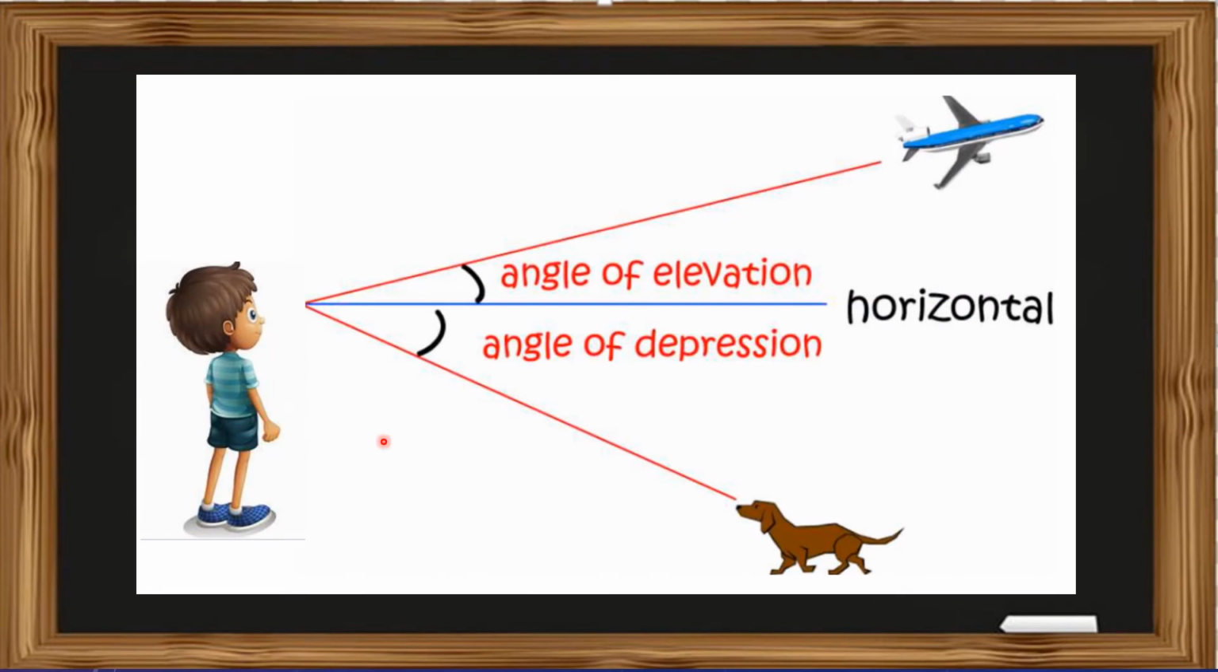So please take note of that. If the object that is being observed is above the observer, then the angle that is formed is an angle of elevation. Remember, this is the horizontal line. Now, if the object that is being observed is below the observer, then what you have is an angle of depression.